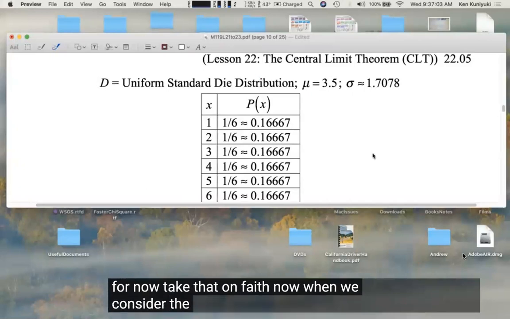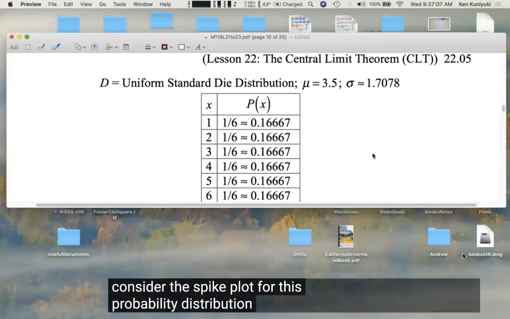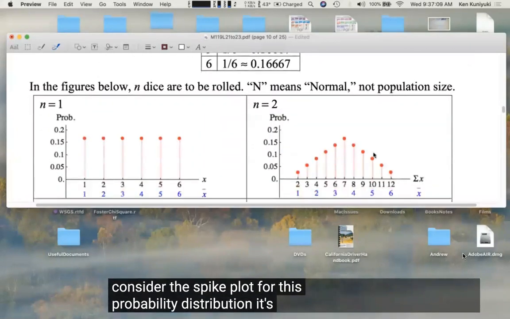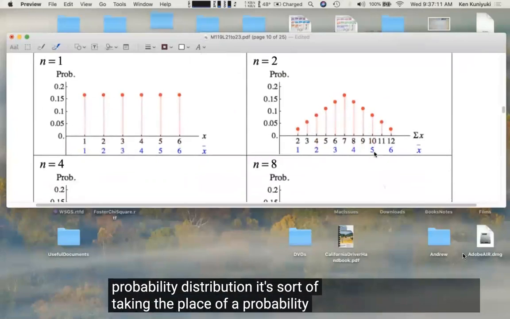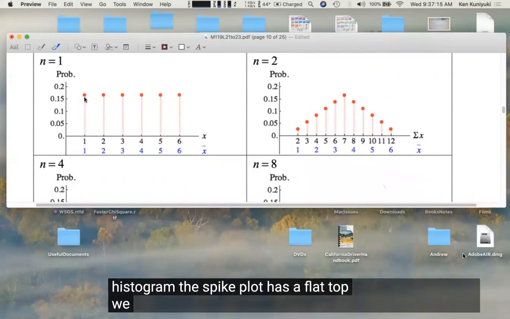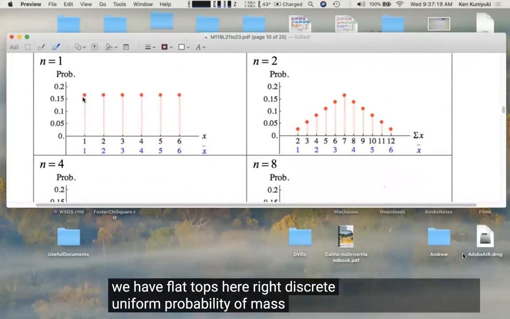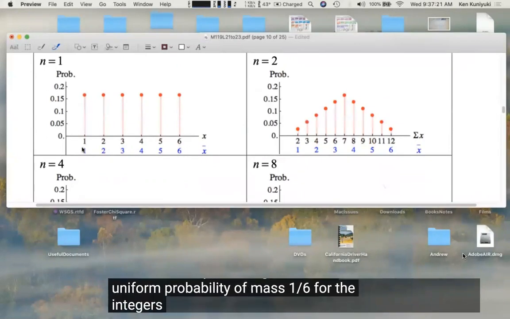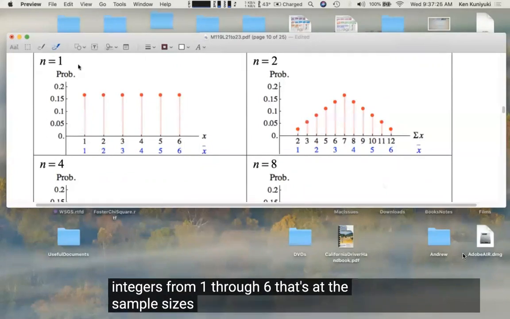Now, when we consider the spike plot for this probability distribution, it's sort of taking the place of a probability histogram. The spike plot has a flat top. We have flat tops here, right? Discrete uniform. Probability mass 1/6 for the integers from 1 through 6. That's if the sample size is 1. If you have 1 student, that student rolls a die once.